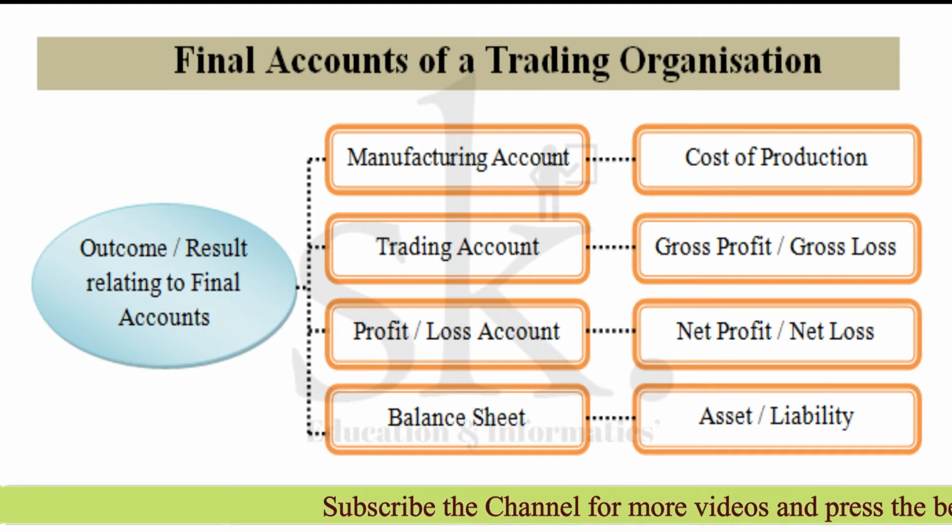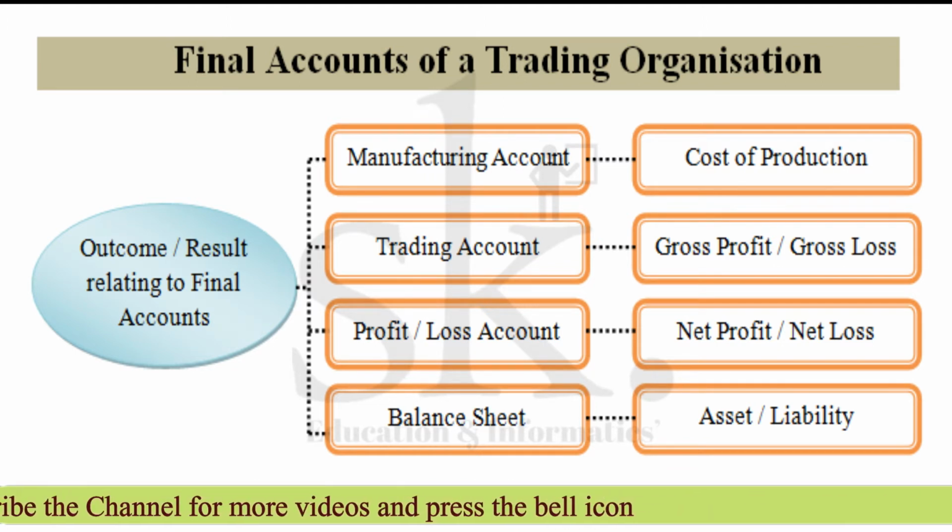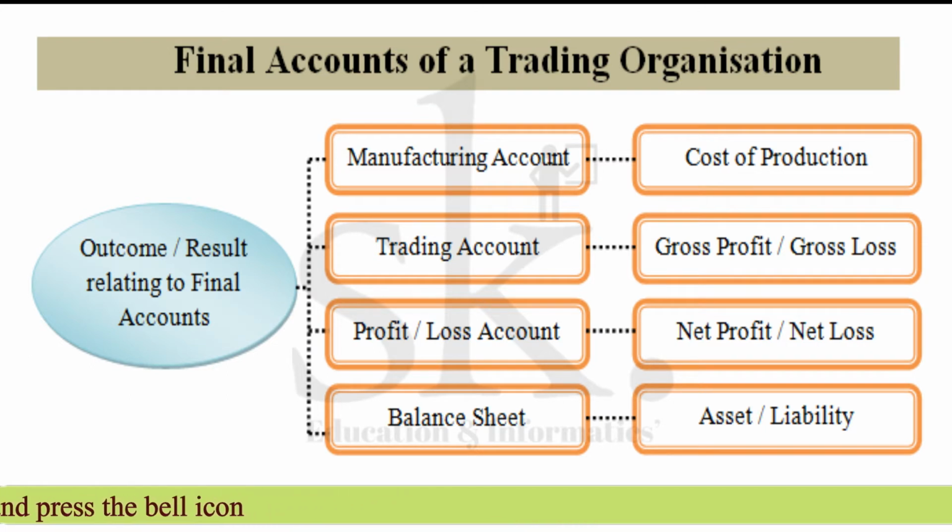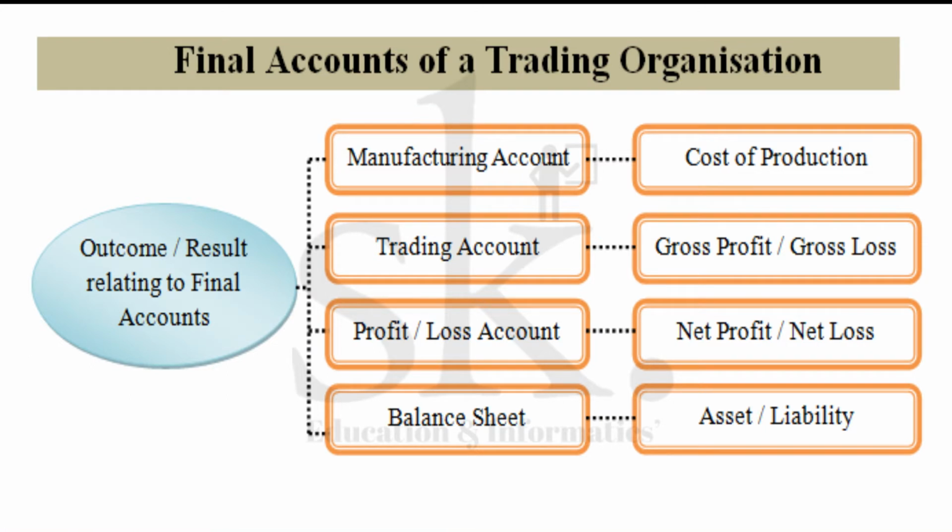And this gross profit or gross loss we transfer to the profit and loss account, and in the profit and loss account we get net profit or net loss, taking into consideration all possible operating and non-operating income and operating and non-operating expenses. The net profit or net loss is finally transferred to the balance sheet. And the balance sheet, as we said, is a summary of assets and liabilities. Therefore, we get cost of production from the manufacturing account to be transferred to the trading account, where we get gross profit or gross loss. That is transferred to the profit and loss account. We get the output, net profit or net loss, to be transferred to the balance sheet.